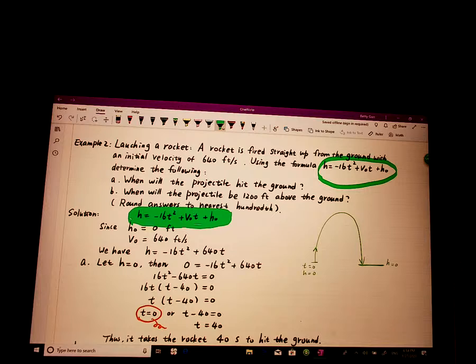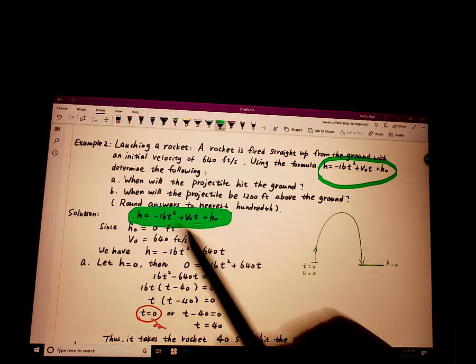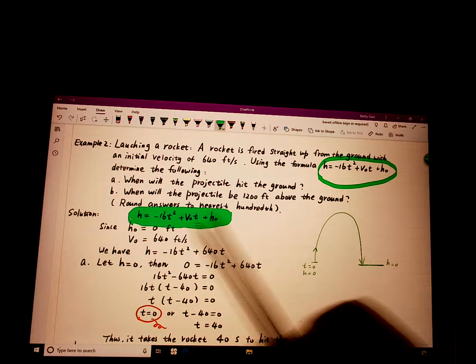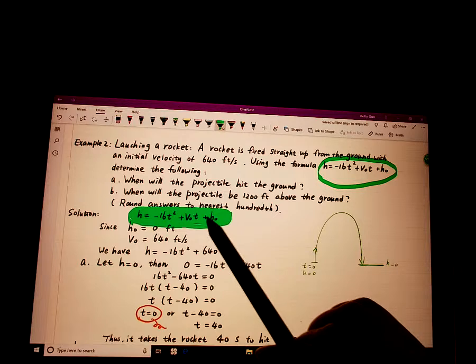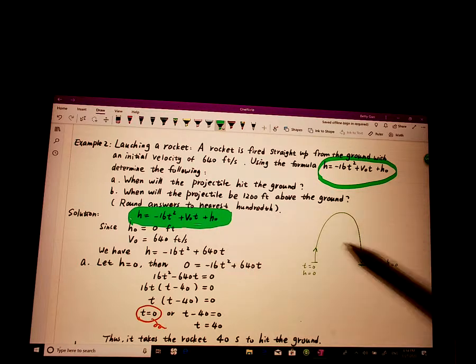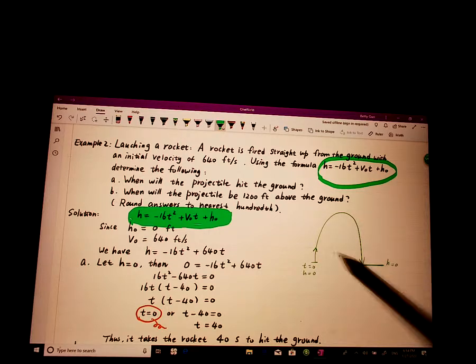Part A, when will the projectile hit the ground? What does that mean? Hit the ground means h equals 0, right? So this actually is a quadratic function. The graph of a quadratic function is a parabola. But by the way, this is not the path of the projectile. This is just the graph of this function.